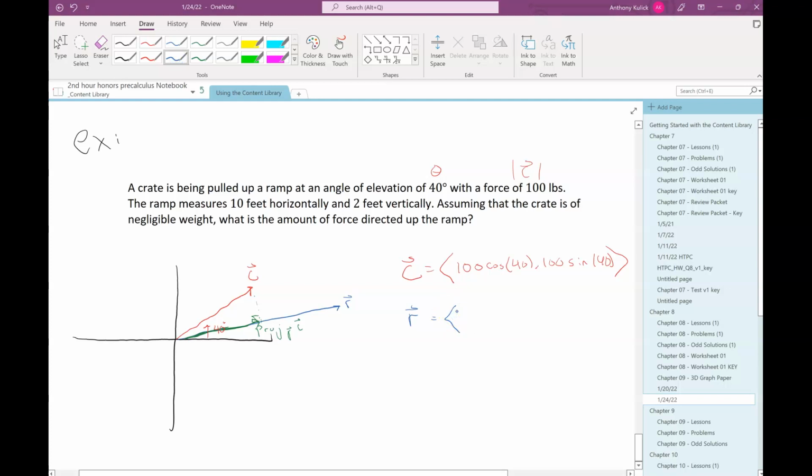And what's the component form for the ramp going to be? Are we given a magnitude and direction for the ramp? No, but we don't need it. We're given something better. We're given its horizontal and vertical components. So if it's 10 feet horizontally and 2 feet vertically, shoot, that's nice. We feel good with that?